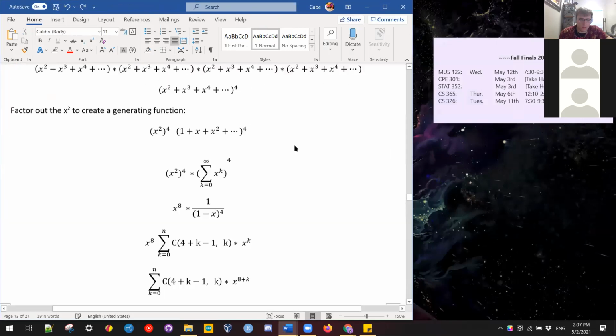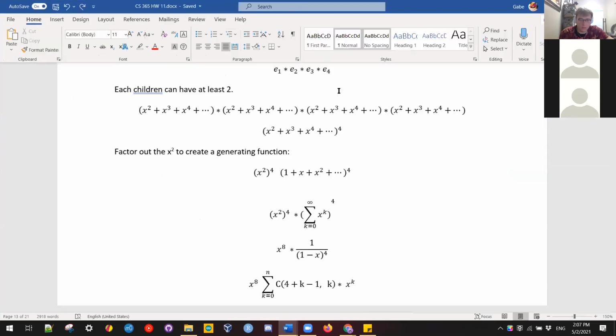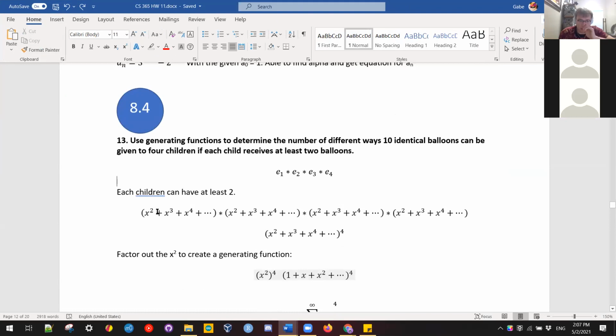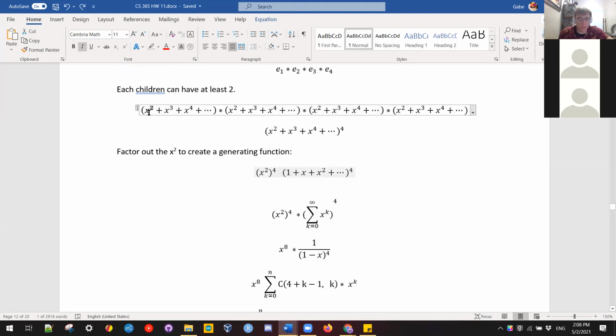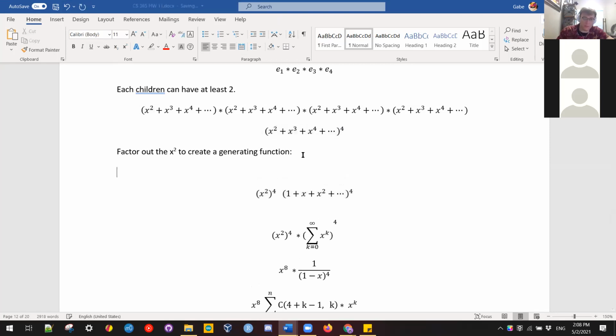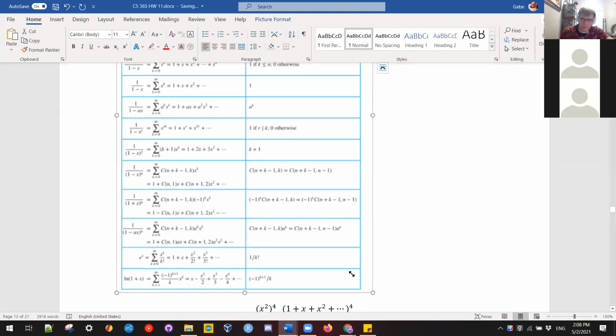So since it says each child has to have at least 2, that's why you're starting at x to the 2. Yes, exactly, 100%. So you start with 2 because each child has to have at least 2, and then you're multiplying them all up, and you're getting this. This helps. I hope this helps.